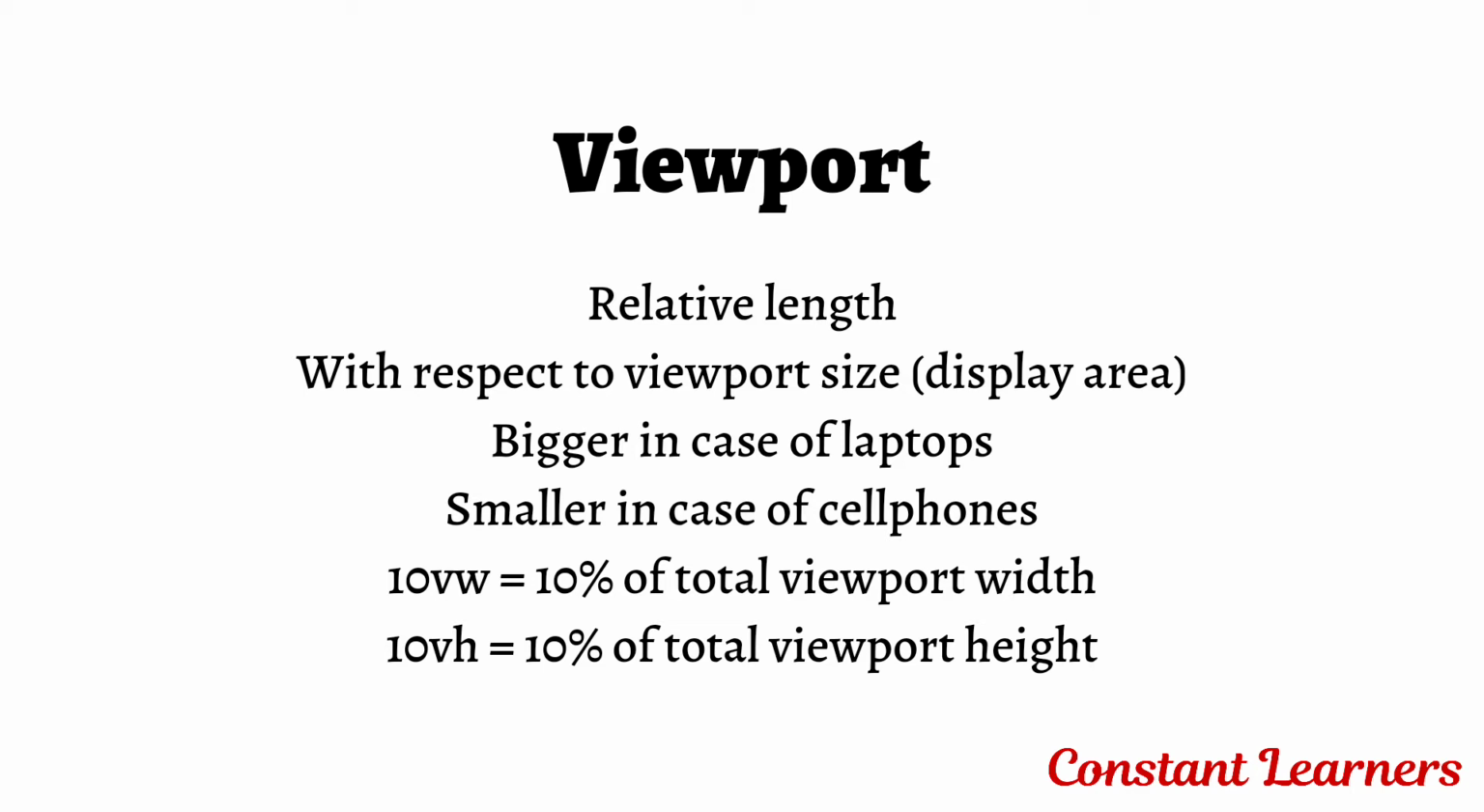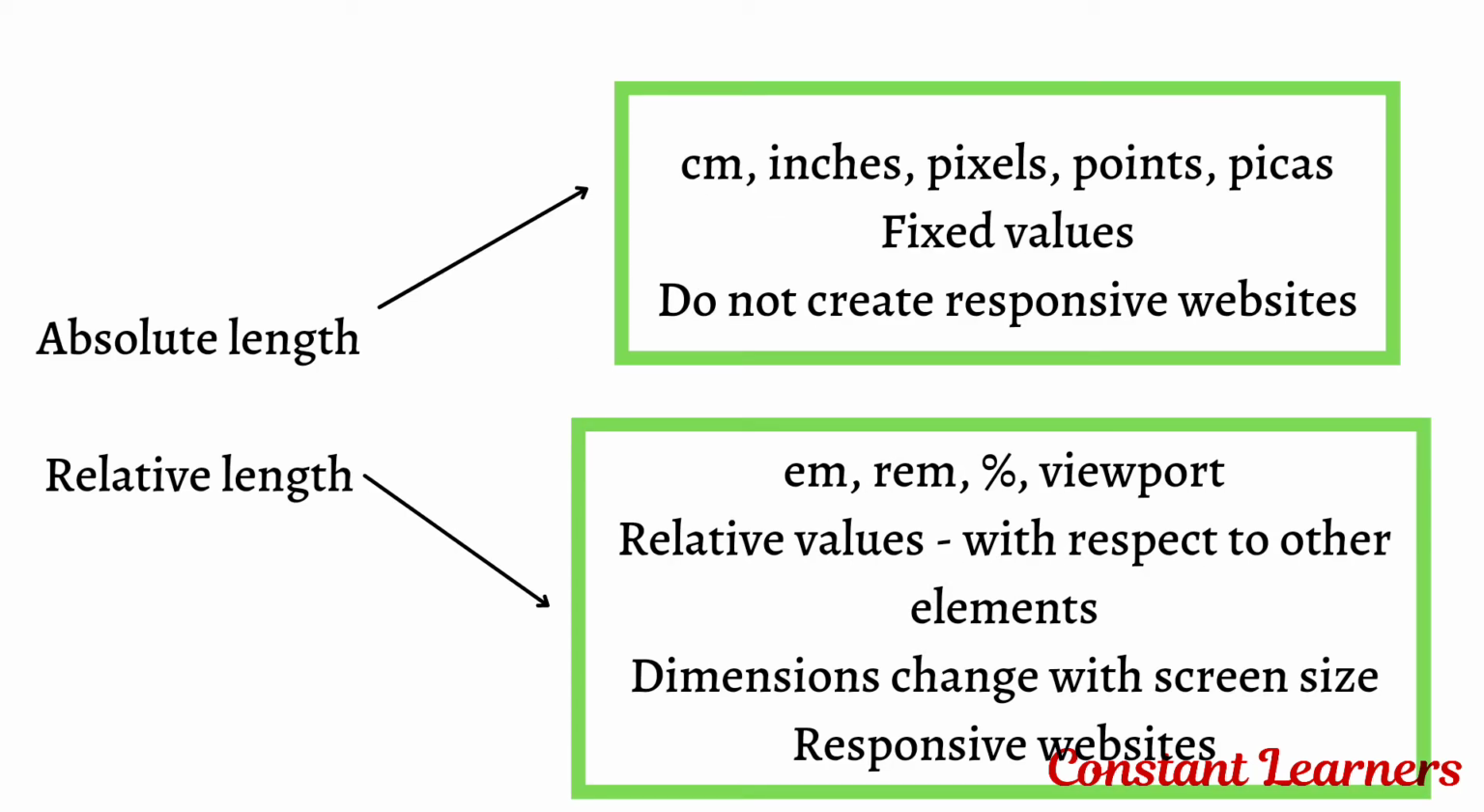However, these units of measurements in CSS are divided into two categories. One is absolute lengths and the other one is relative lengths. Centimeters, inches, points, picas, pixels, etc. come under absolute lengths, that is fixed lengths, while EM, REM, percentage, viewport, etc. come under relative lengths.